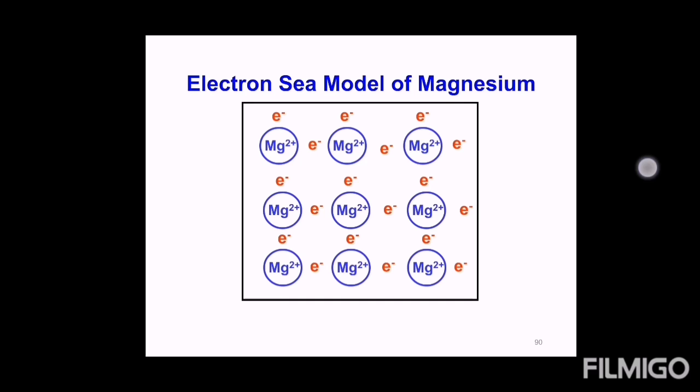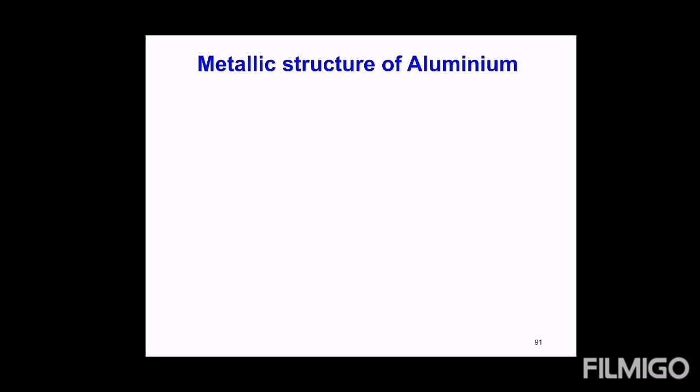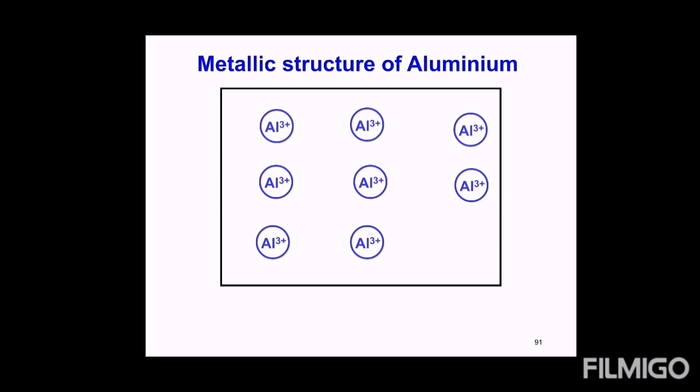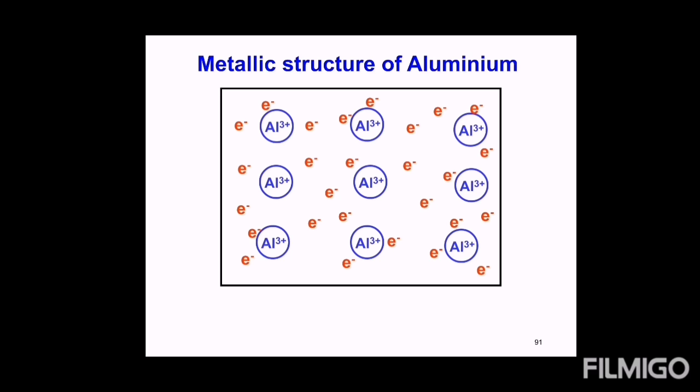Okay, and then metallic structure of aluminium. You use 9 also. It means 9 times 3, which means 27 electrons. Alright guys, so continue later. Okay guys, I will continue our lecture again.